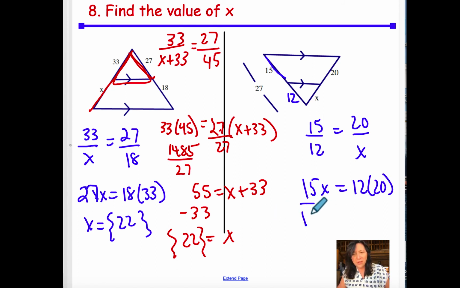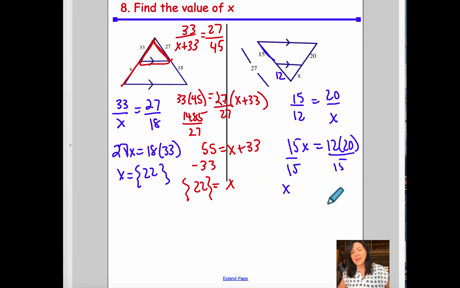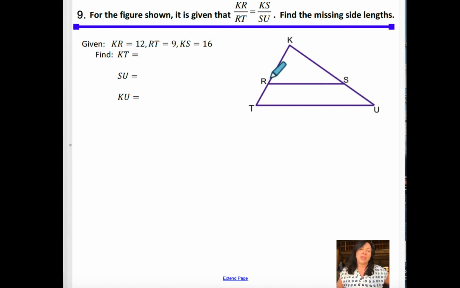If you don't have a calculator, I mean, there are ways around that, right? You can just cancel and say, well, 15, rewrite that. It's 3 times 5. 3 divides into 12 4 times. 5 divides into 20 4 times. 4 times 4 is 16. Solution set. Answer.